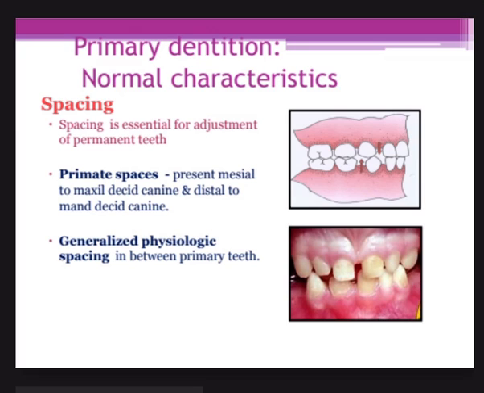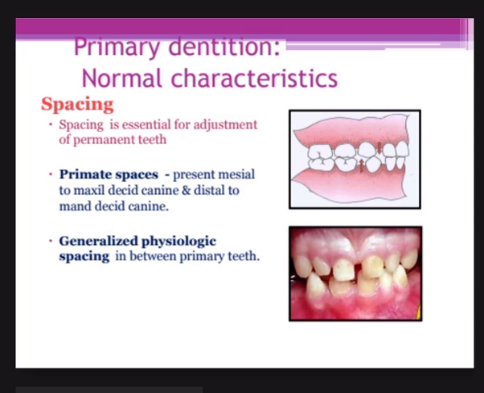Okay, so this spacing, we have various spaces which are seen throughout the arches. We have two spacings which you have to keep in mind. Okay, one is the primate space, and another one is the generalized physiological spacing. And you should not think that spacing will have just one function. Your primate space will help us in one function, whereas your generalized physiological spacing will help us in another function. That I will discuss in due time during the course of this lecture. But just keep in mind what the difference is. Okay, so primate spaces are spaces which are seen mesial to your maxillary canine.